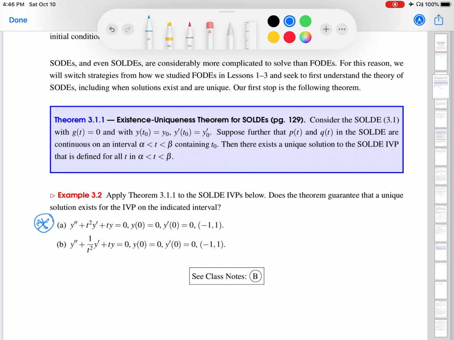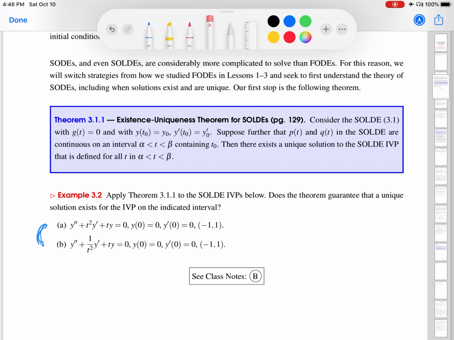First thing, this is an existence and uniqueness theorem for SOLDEs, right? Linear second order ODEs. This is why the first class notes had you classify ODEs into SOLDEs or not. So we won't do that here. Both of these examples are second order linear ODEs, but just make sure that you are aware that this is one thing you should check before you use this theorem.